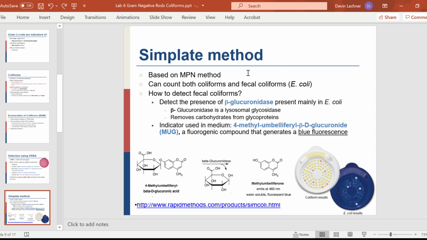The next method, which is based on the MPN method that we would be testing in the lab, is our SimPlate method.